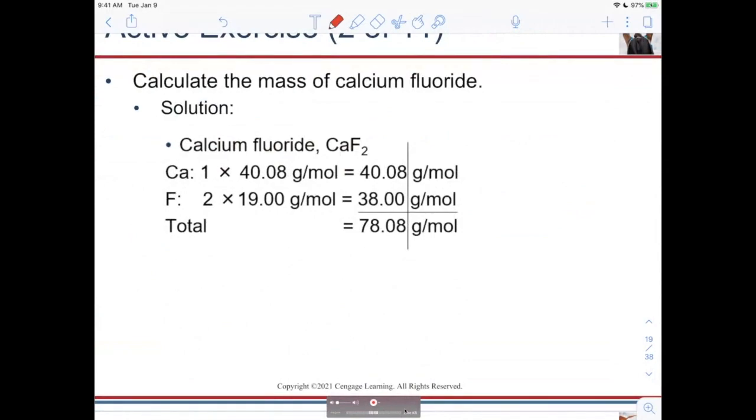Okay, we're told to calculate the mass of calcium fluoride. So calcium is an element. Fluoride is also an element. I recognize this as an ionic compound. Why? Calcium is a metal, and this is a non-metal, so it's an ionic compound. So I have to make ions of this. Calcium is in group 2, plus 2. Fluorine is in group 7. The charge is going to be -1.